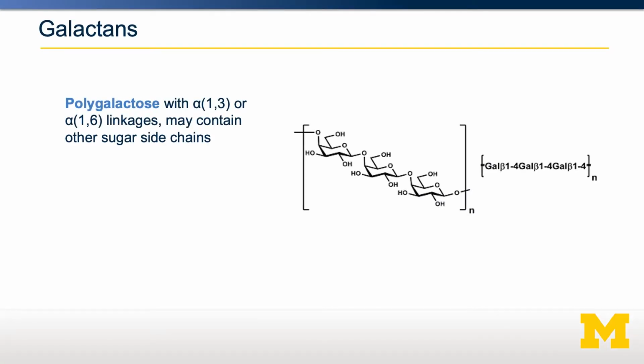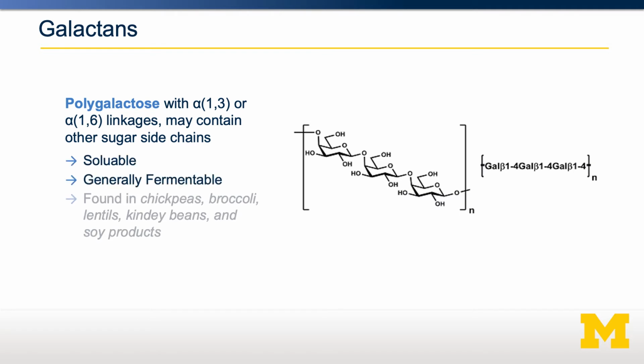Another example are galactans. These are polygalactose molecules. We do not have the enzymes to break down the alpha-1,3 or alpha-1,6 linkages between galactose bonds. Therefore, they escape digestion in our small intestine and make it to our large intestine. Again, like the polyfructans, they're soluble and highly fermentable. These are found in things like chickpeas, broccoli, lentils, and kidney beans.